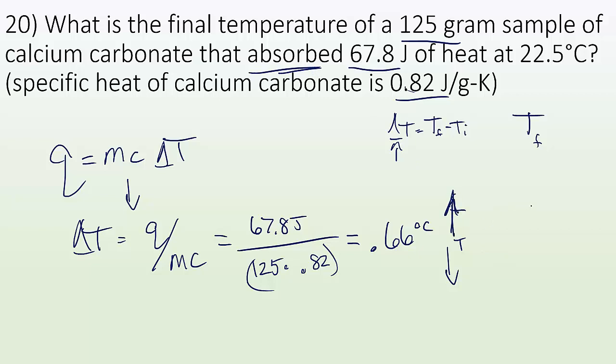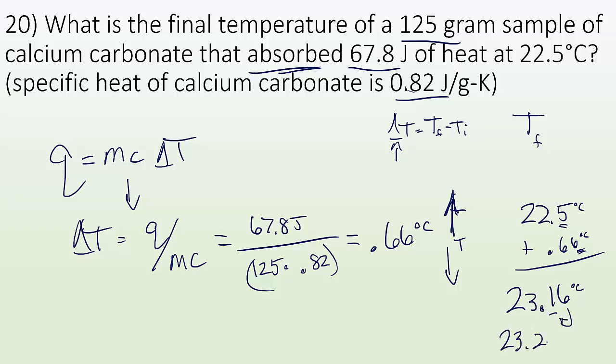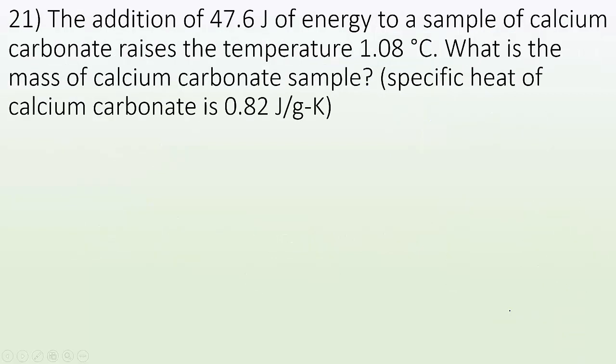So we start with our initial temperature of 22.5 degrees Celsius, and we're going to add 0.66 degrees Celsius to it because it's absorbing that heat. So I end up with 23.16 degrees Celsius. And if I'm rounding, again, I've got to go, hey, it's only precise to the first decimal place, the tenths place. So I go, hey, that 6 is going to make this round up to become 23.2 degrees Celsius. There you go. That's how you do it.